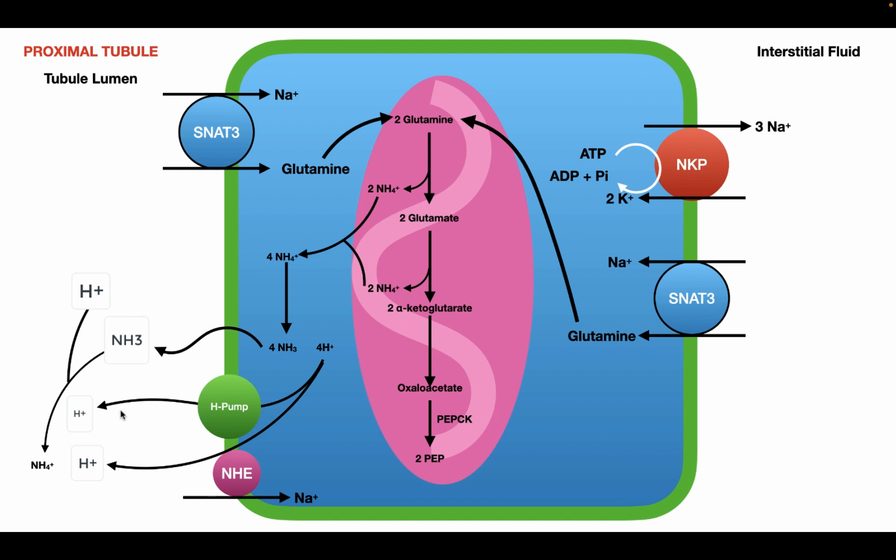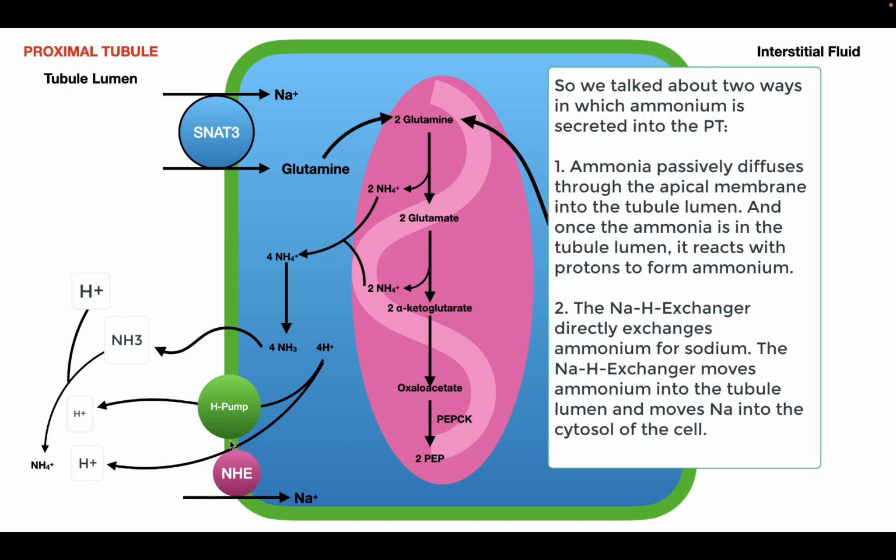Now, there is another way in which the proximal tubule can secrete ammonium into the tubule lumen, and this is actually going to be through the NHE protein. So in addition to protons, the sodium-hydrogen exchanger can also exchange ammonium for sodium. So in other words, the sodium-hydrogen exchanger will bring in 1 sodium and then use the energy released by bringing sodium down its electrochemical gradient to drive the uphill movement of ammonium into the tubule lumen. So ammonium itself can be transported by the sodium-hydrogen exchanger into the tubule lumen.